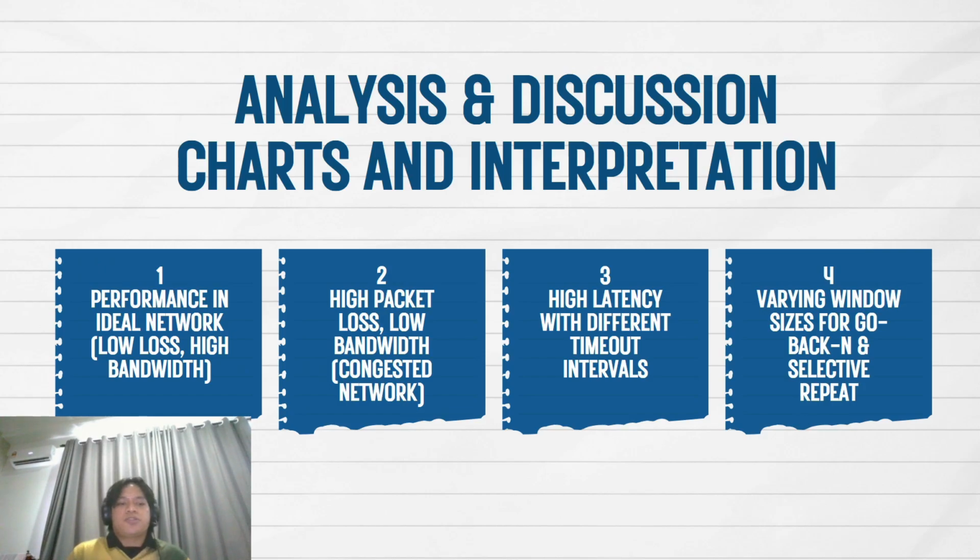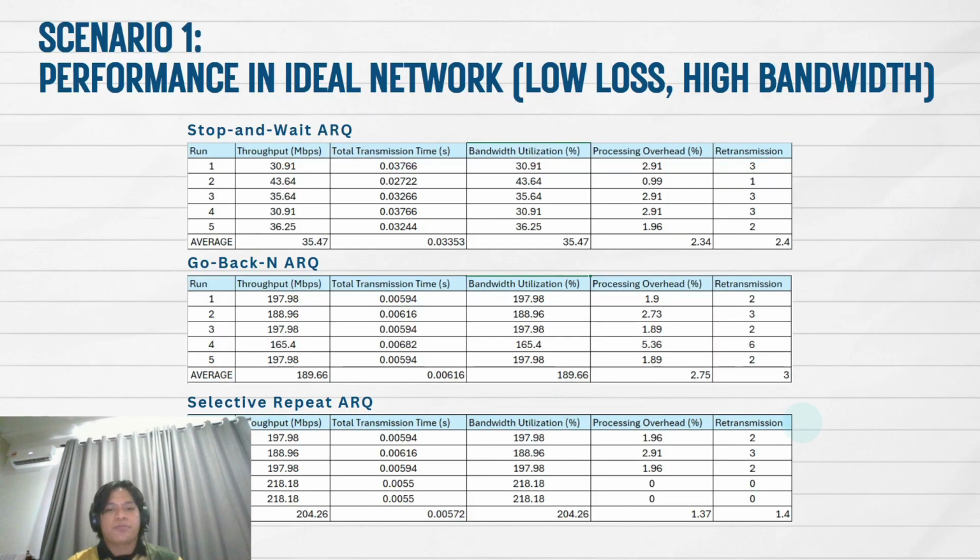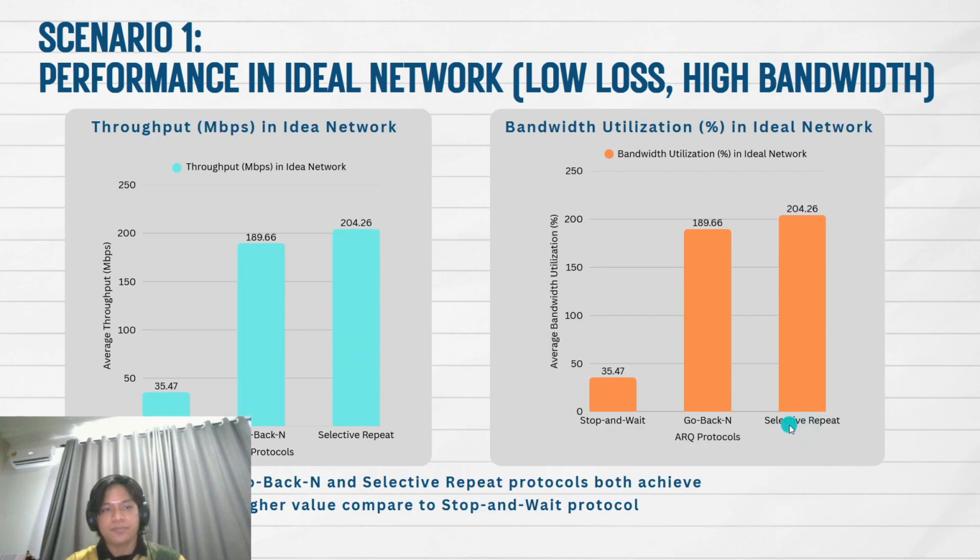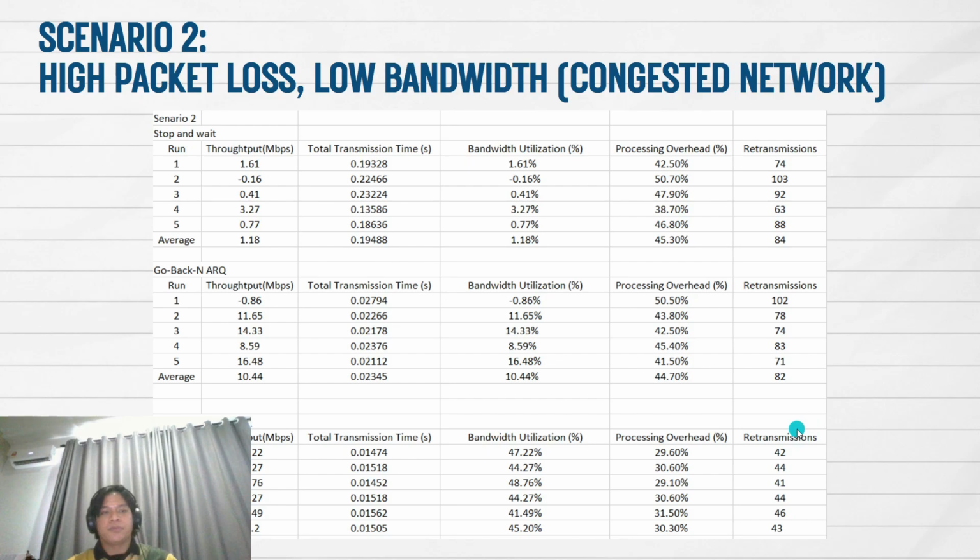Charts and interpretation. I'll be presenting only scenario 1 and scenario 2. On scenario 1, we'll look at performance in an ideal network, that is low loss and high bandwidth. As you can see on this chart, go back N and selective repeat protocols both achieve higher values compared to the stop and wait protocol. And in scenario 2, we'll look at a high packet loss and low bandwidth congested network.